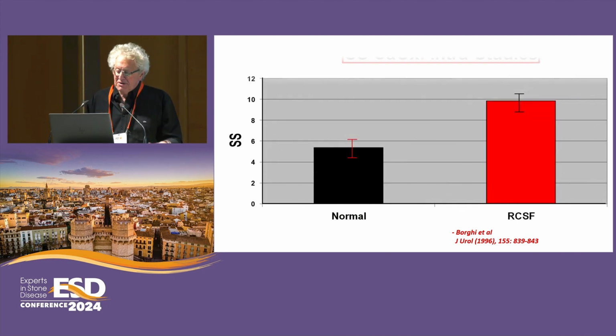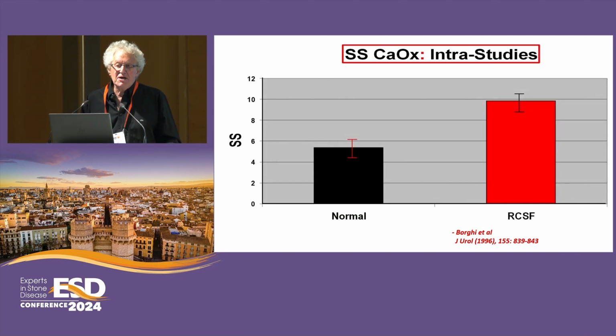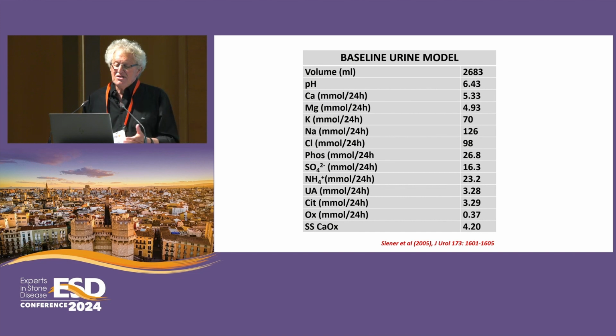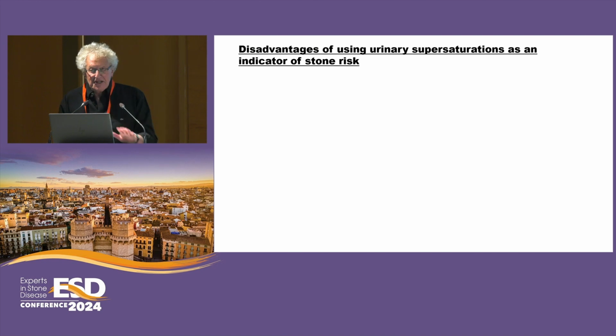So here is a typical result when one applies the supersaturation calculations. We find that it's significantly higher, the supersaturation, in recurrent stone formers. Here is a baseline urine model just arbitrarily taken, which I've used in order to do some modeling, some calculations using this as the baseline. And I'll come back to that and show you that in a moment.